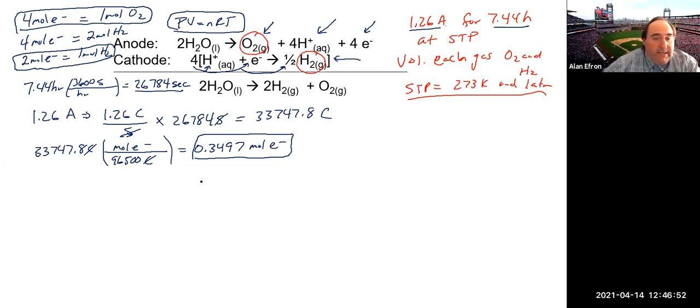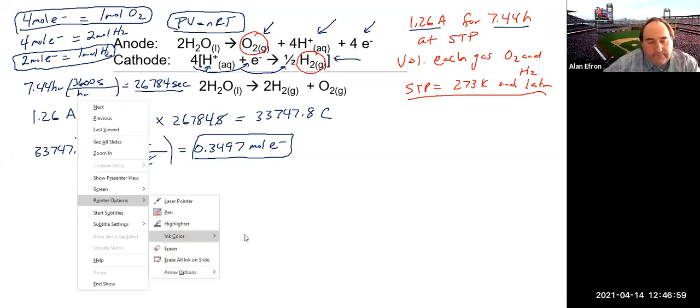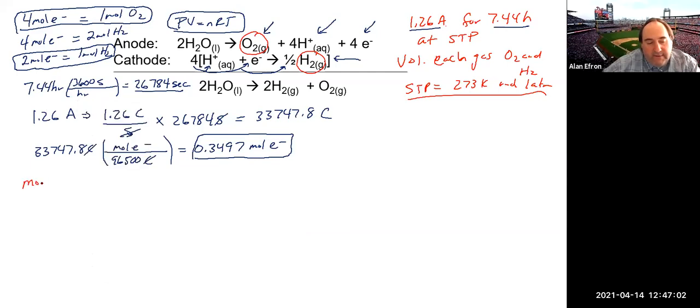All right, so what is left is let's get the moles of each of those. We'll start with the oxygen here. So moles of O2 would be our moles of electrons, using our half reaction to figure out our oxygen moles, 1 mole of O2 on top and 4 moles of electrons on the bottom. Dividing that by 4 gets us 0.0874 moles of oxygen.